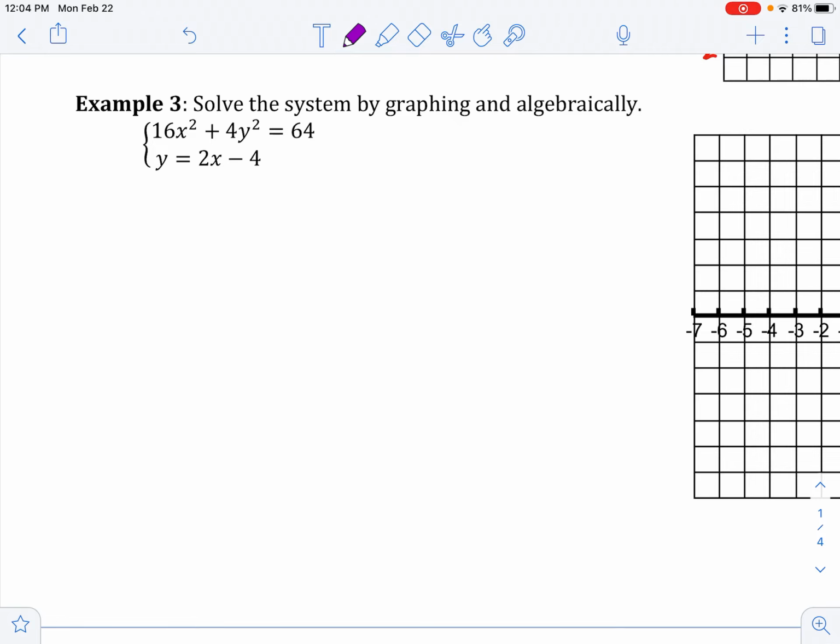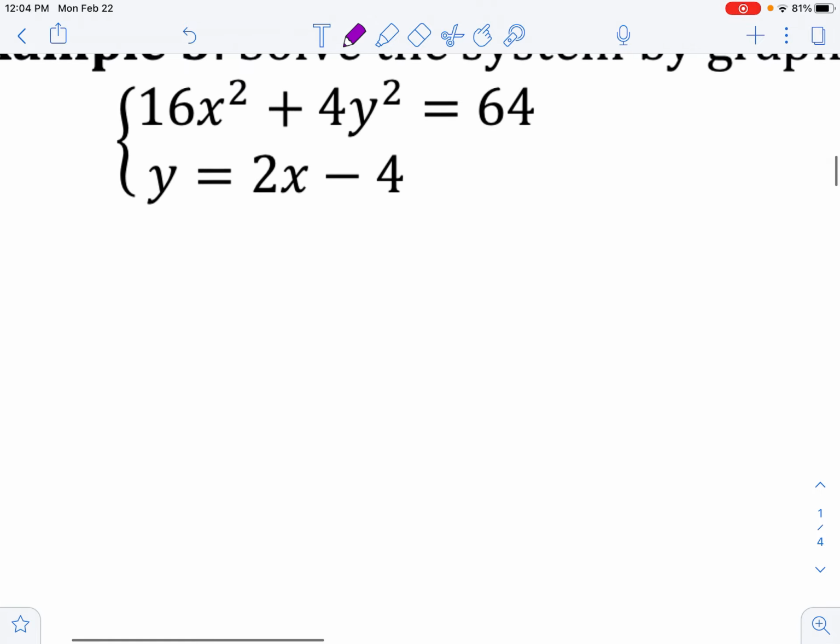Okay, the next problem here says solve the system by graphing and algebraically. So let's do it algebraically first. Okay, so you look at it and you have to decide if you're using substitution or elimination. So look to see what you have. Do you have two quadratics or a quadratic and a linear equation? The first one's a quadratic because they're squares. The second one's linear. So you're going to use substitution.